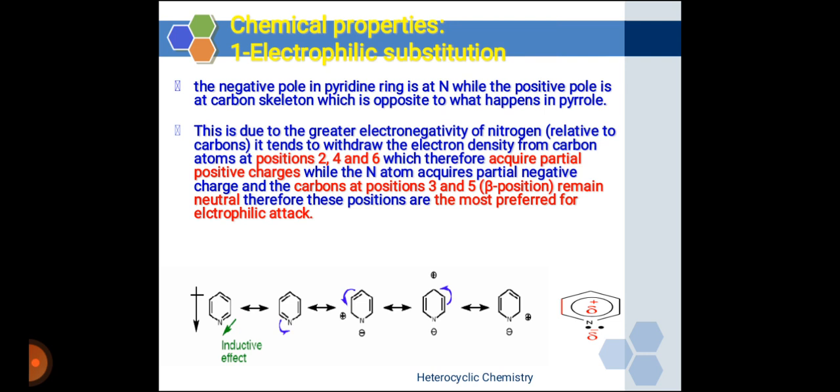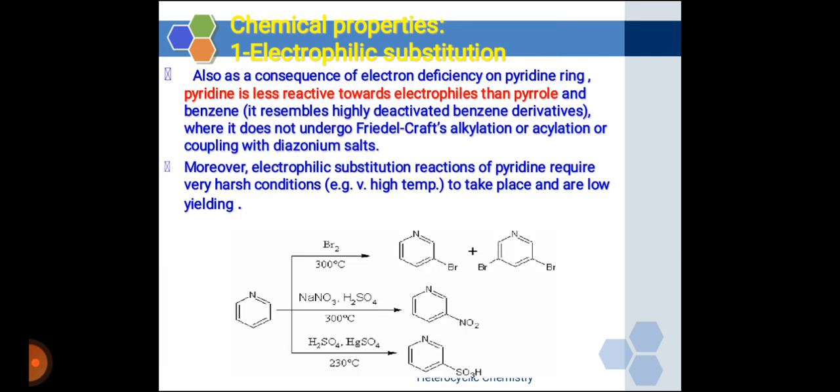Then the chemical properties of pyridine. The first one is the electrophilic substitution reaction. Three reactions are involved here, as consequences of the electron deficiency of the pyridine ring. Pyridine is less reactive towards electrophiles than pyrrole and benzene. It resembles highly deactivated benzene derivatives, where it does not undergo Friedel-Crafts alkylation or acylation or coupling with diazonium salts. Moreover, electrophilic substitution reactions of pyridine require very harsh conditions to take place and are low yielding.